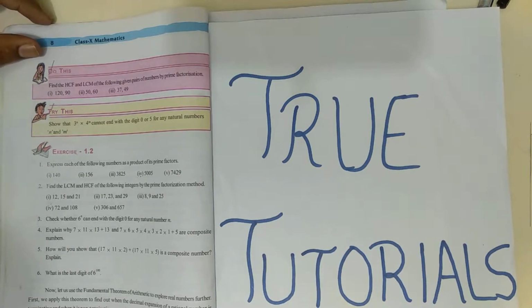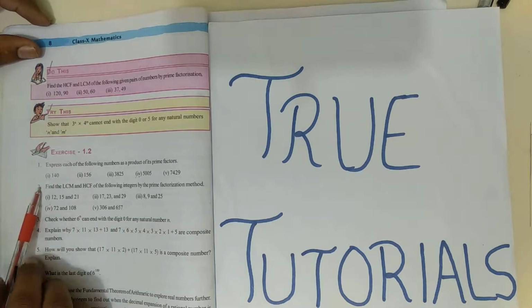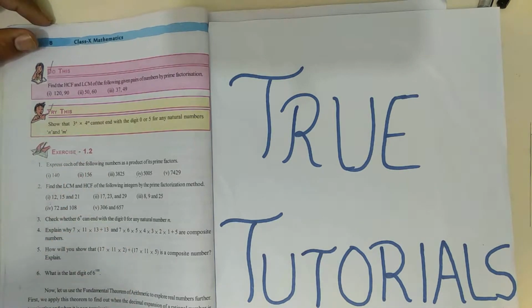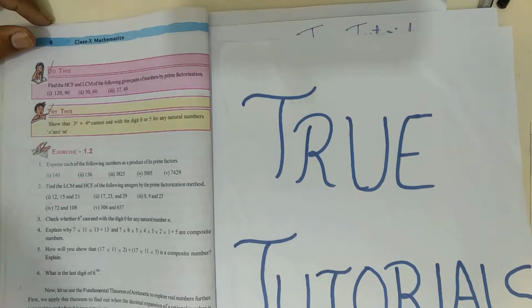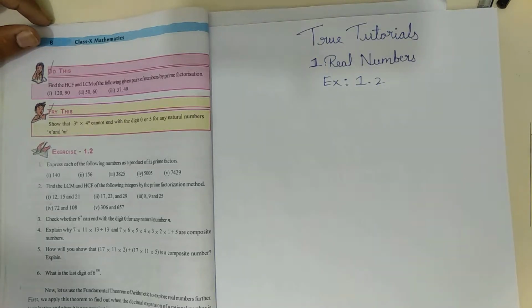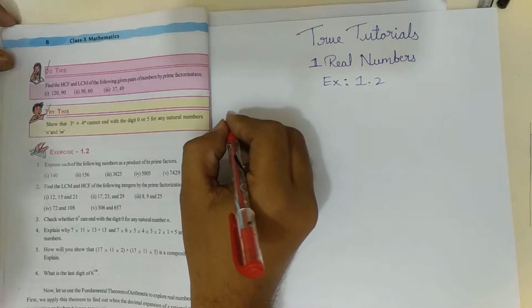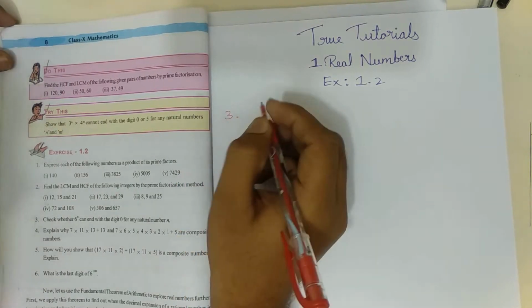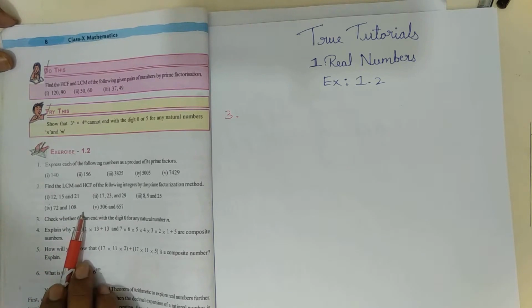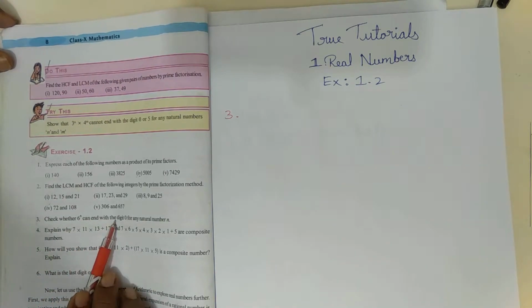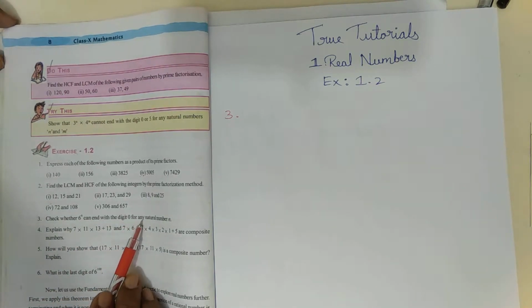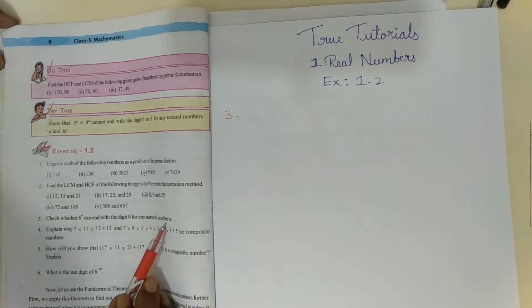In the last video we saw the first and second questions of exercise 1.2. If you have not seen that video, please go and see it. In this video we are going to see exercise 1.2, third question. What is the third question? Check whether 6^n can end with the digit 0 for any natural number n.